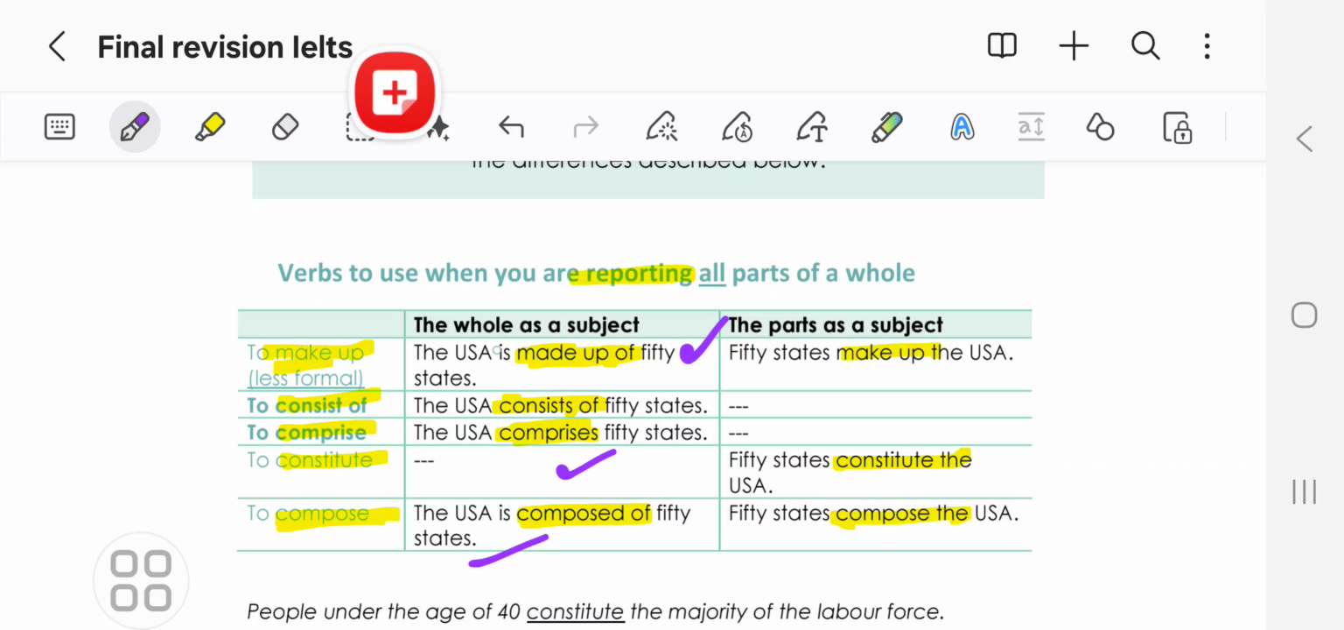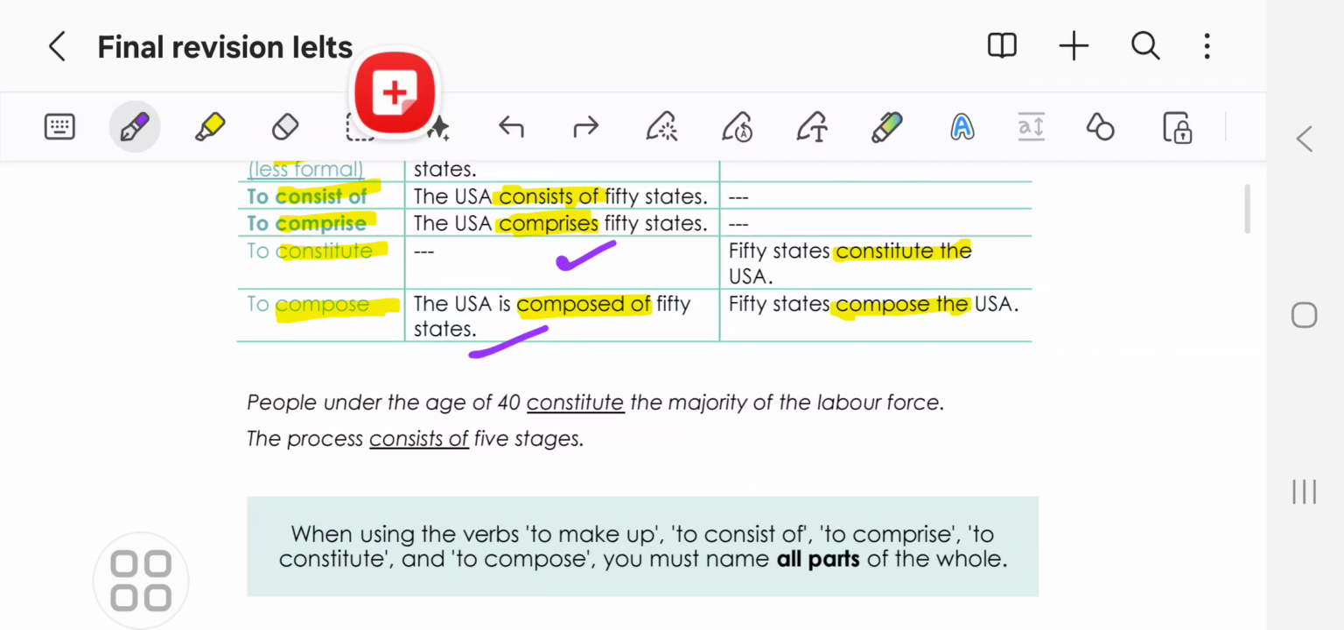So you are using "is" here, so just keep an eye on those things. Just remember this, don't forget. People under the age of 40 constitute the majority of the labor force. So with constitute, there is no "is". Whenever you're using consist of, comprises of, you can use this, and composed of, yes, you can use it. So that's the thing you have to remember.